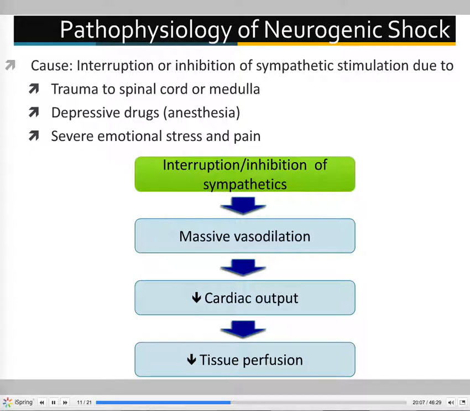A classic symptom seen with neurogenic shock is bradycardia.